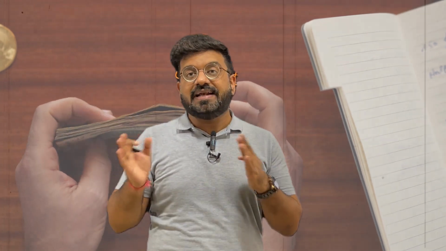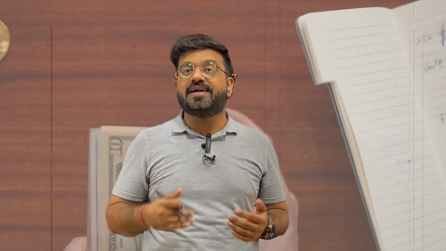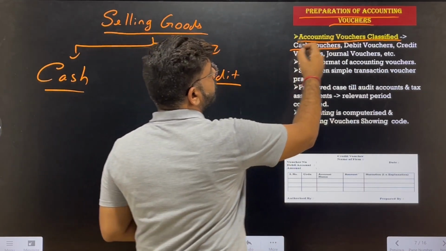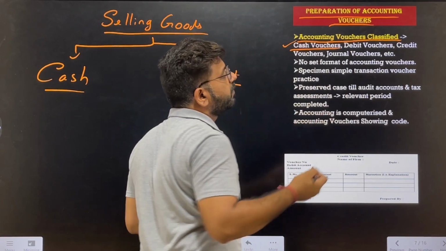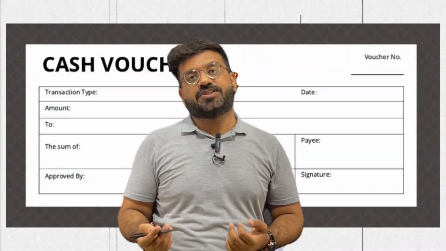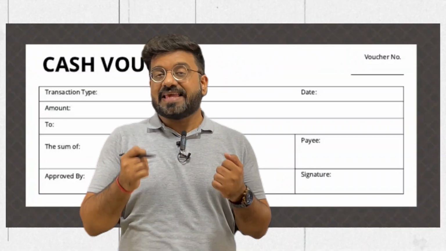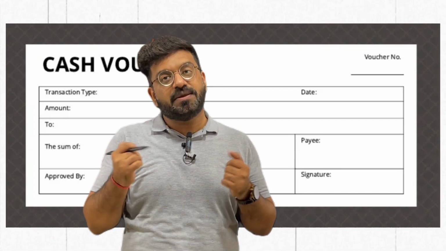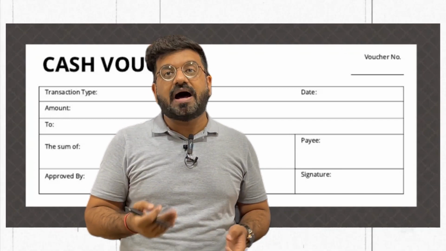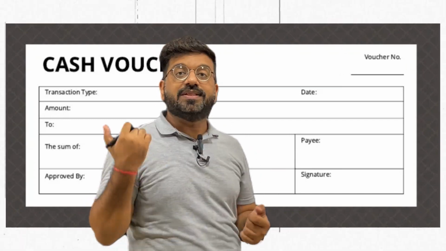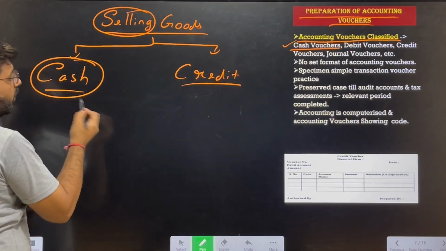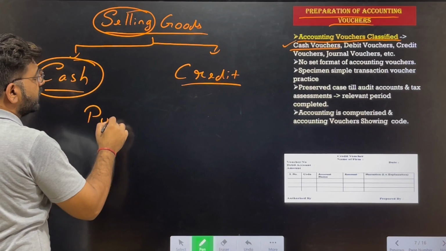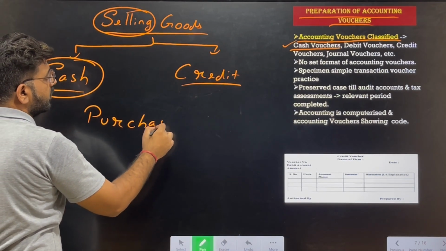So there are different types of transactions which involve different types of events. For the different types of transactions, we have different types of vouchers. For example, we have a cash voucher. Now, what is a cash voucher? A cash voucher is only made when the transactions are done on a cash basis, when the goods are sold on a cash basis, or when the goods are being purchased on a cash basis.